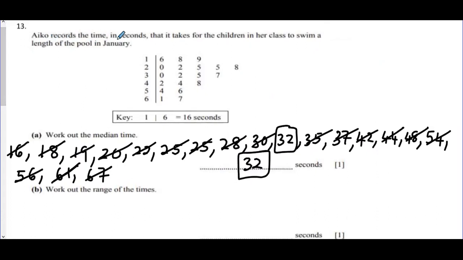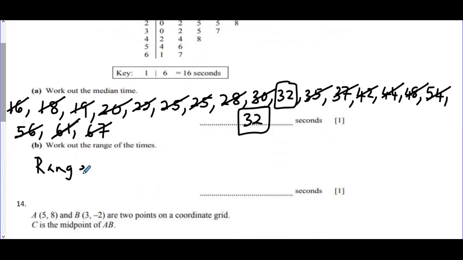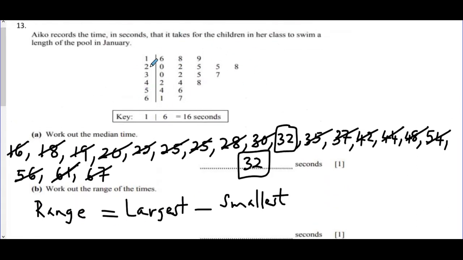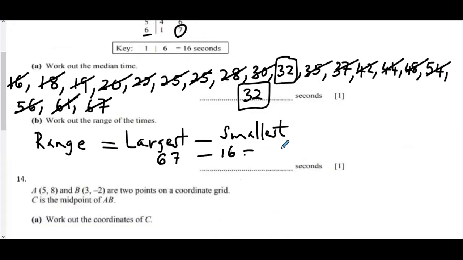Okay, here, I equal across the time in seconds that it takes. Now the question is, work out the range. Okay, the range is simply the largest number minus the smallest number. And if you look at this question carefully, it's very easy to figure out the largest number from here, and it's very easy to figure out the smallest number. So the largest number will be not 7, will be 67, minus the smallest number here, which will be not 6, will be 16. So if you do this calculation, 67 minus 16, you end up getting 51. So range is 51.